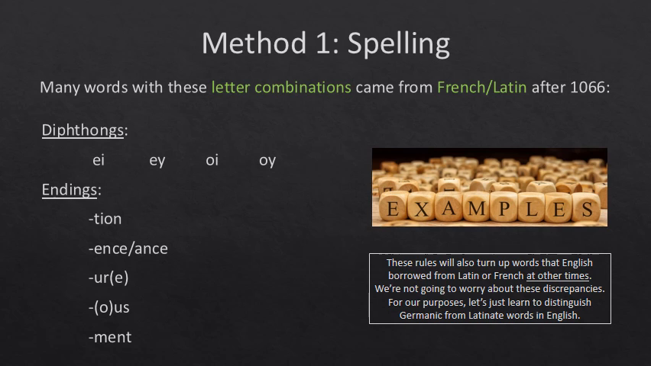The letter combinations you see on this page are pretty good, not 100%, but pretty good tip-offs that the word with that spelling combination came from French. That is, further back, from Latin, after 1066. So we have some diphthongs, EI, EY, OI, and OY. Not all the time, but most of the time, words with these combinations, hey, you can say, aha, I spot a French loanword. You came over after 1066.